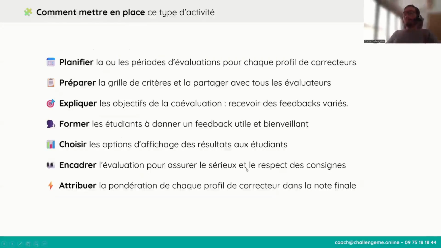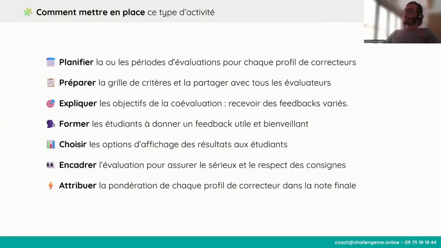So here's a short checklist of things to consider when you want to implement this format. First of all, the first step is to plan the evaluation periods for each type of reviewer. Define what the reviewer profiles are, whether it's peer evaluation, teacher evaluation, whether I'm also including external coaches or self-evaluation, and then clearly define the period during which each reviewer will be asked to evaluate.